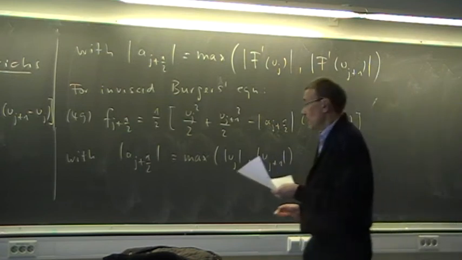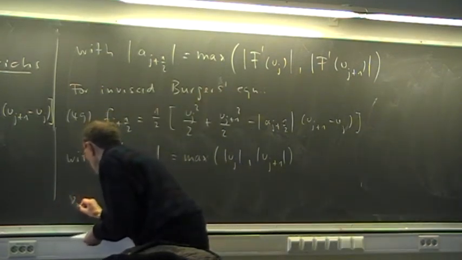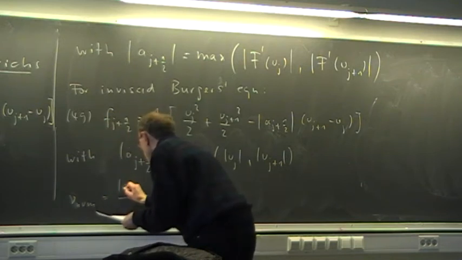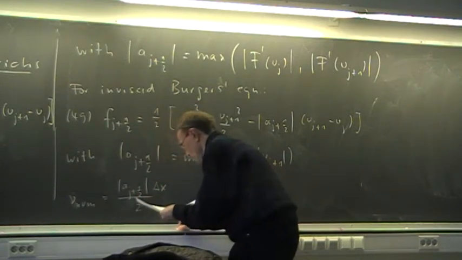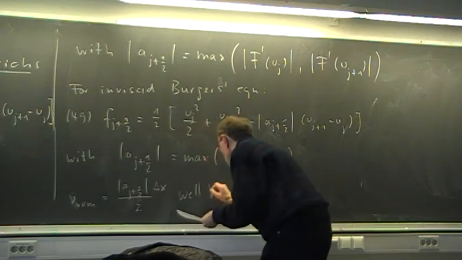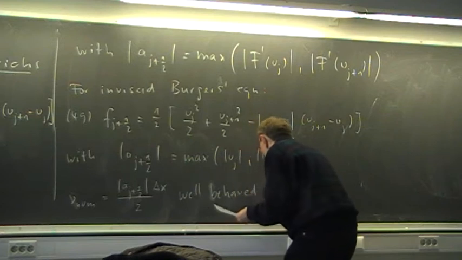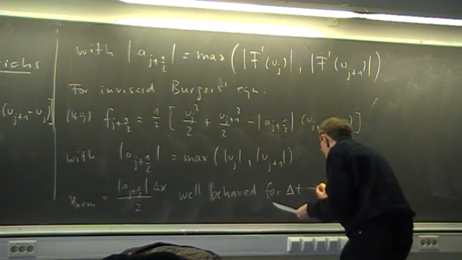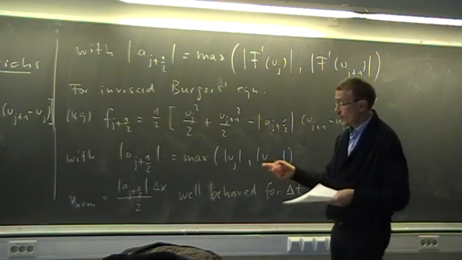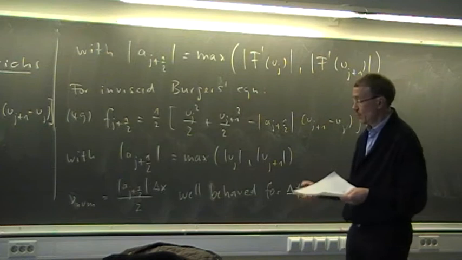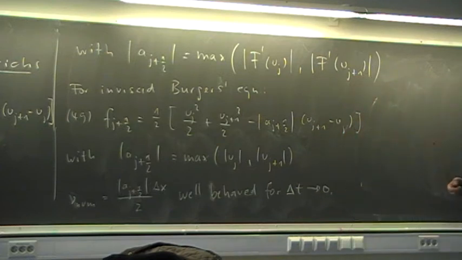And we can see that the numerical viscosity, nu numerical, is equal to this characteristic speed modulus times delta x divided by 2. That is, you can say, well behaved for delta t to 0. No problem, as the Lax-Friedrichs has. By the way, you see here also nicely the dimension of the numerical viscosity. So it has a dimension of length squared divided by time. So if we had units, it would be meters squared per second. It is like the kinematic viscosity.